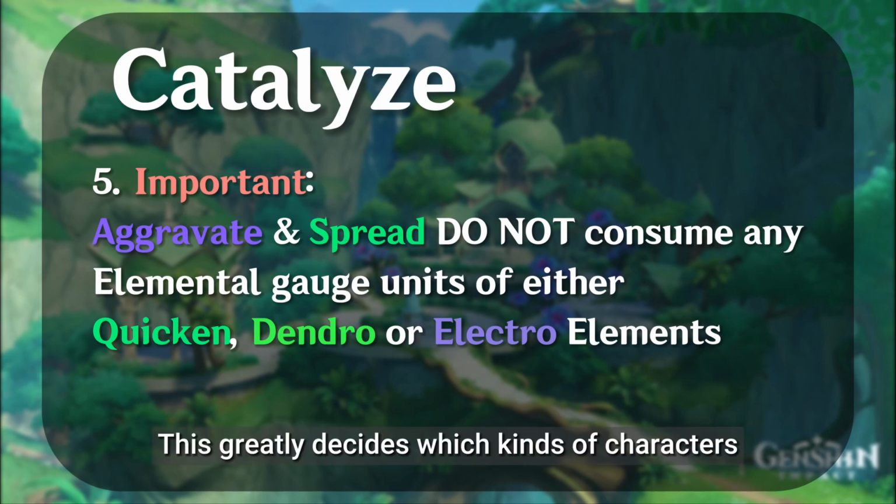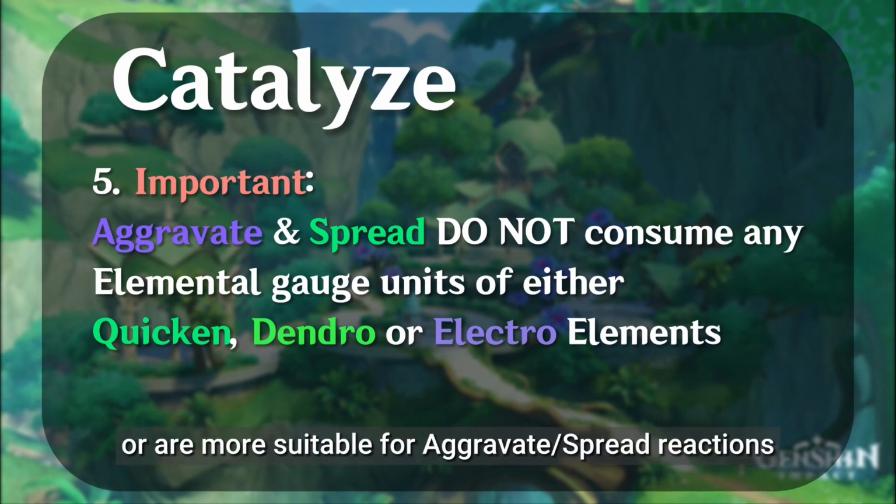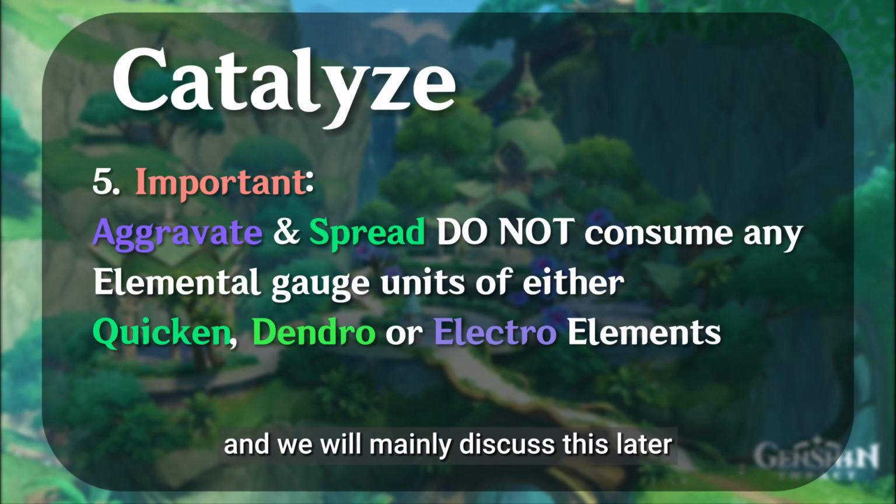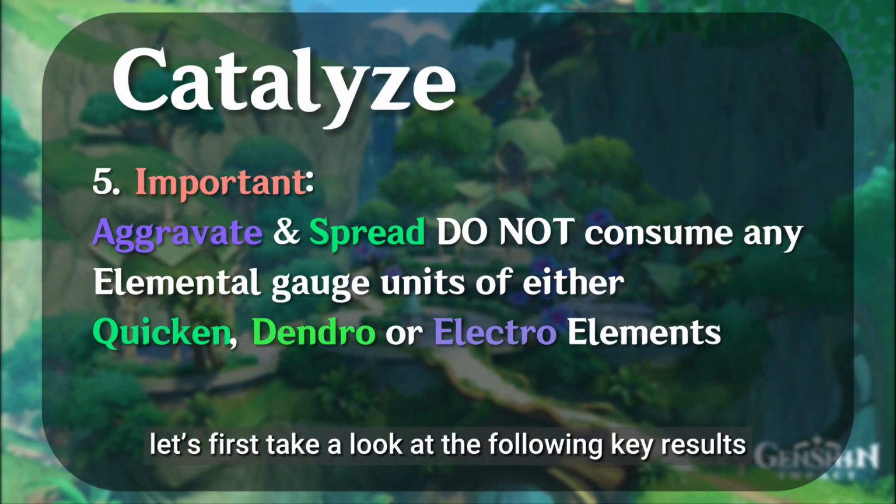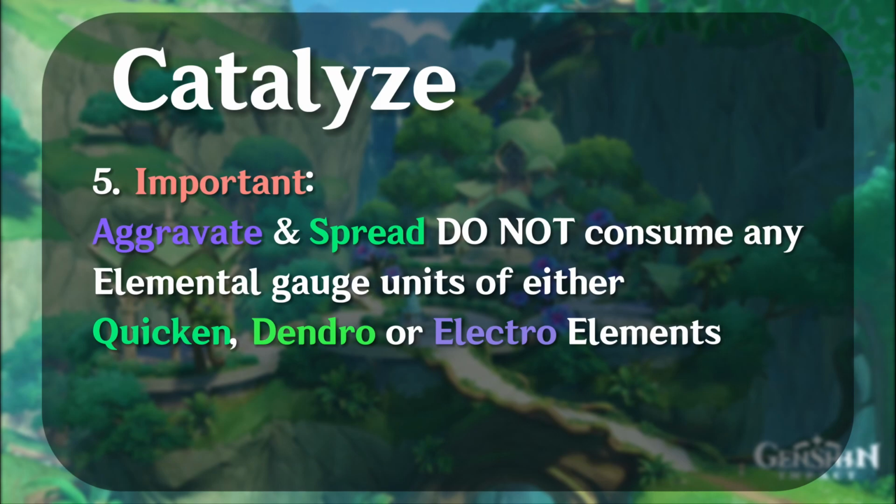This greatly decides which kinds of characters should be built or are more suitable for Aggravate and Spread reactions, and we'll mainly discuss this later. Here, let's first take a look at the following key results.